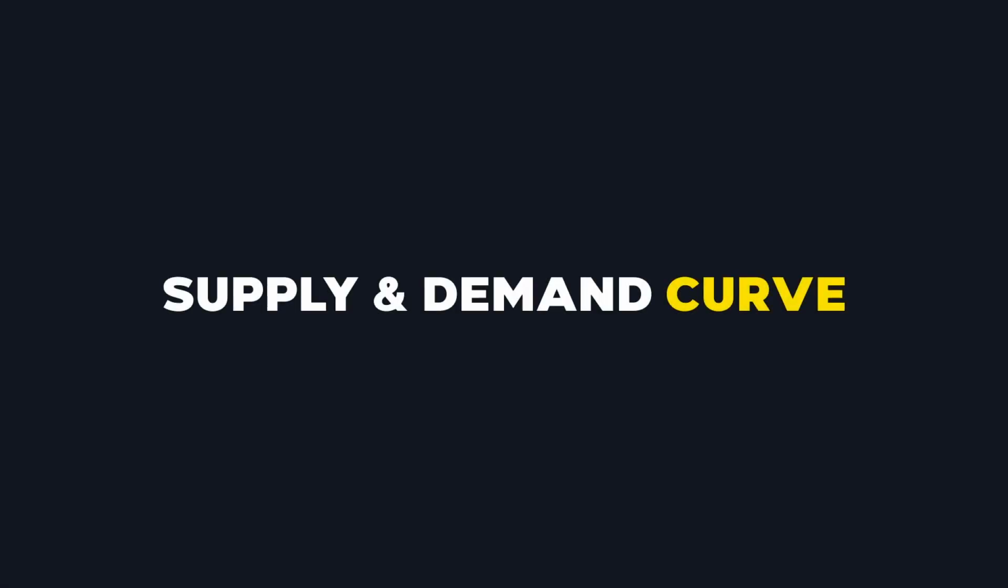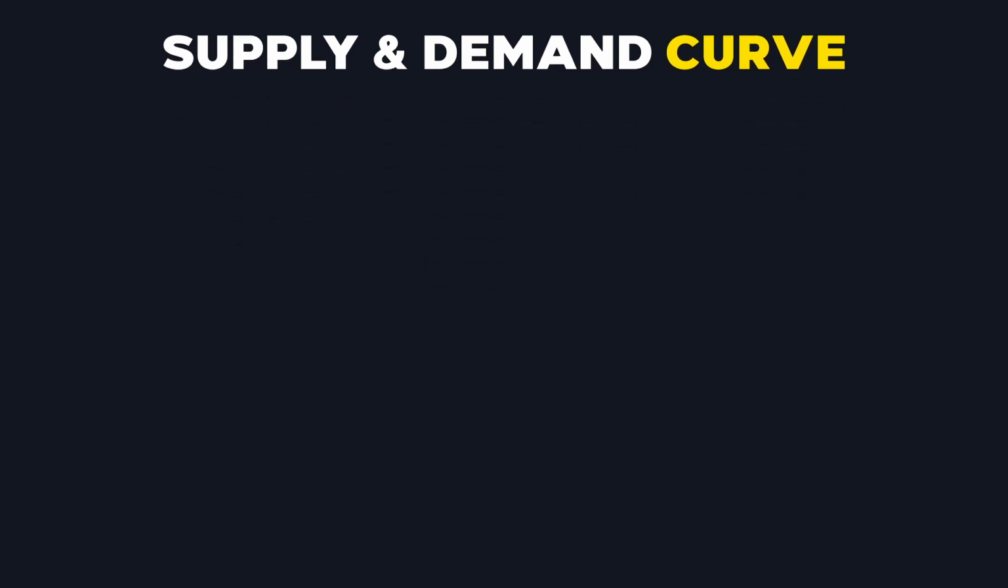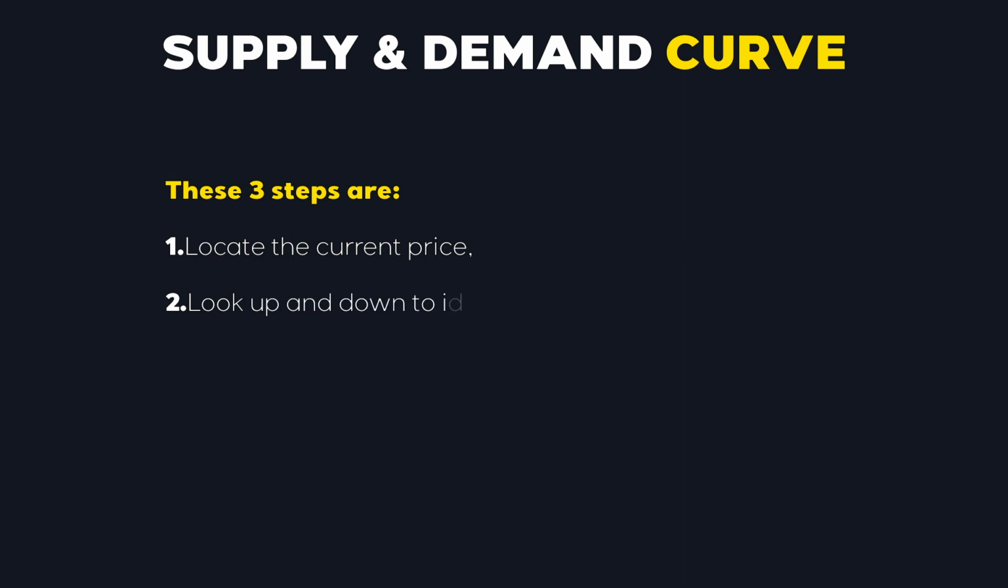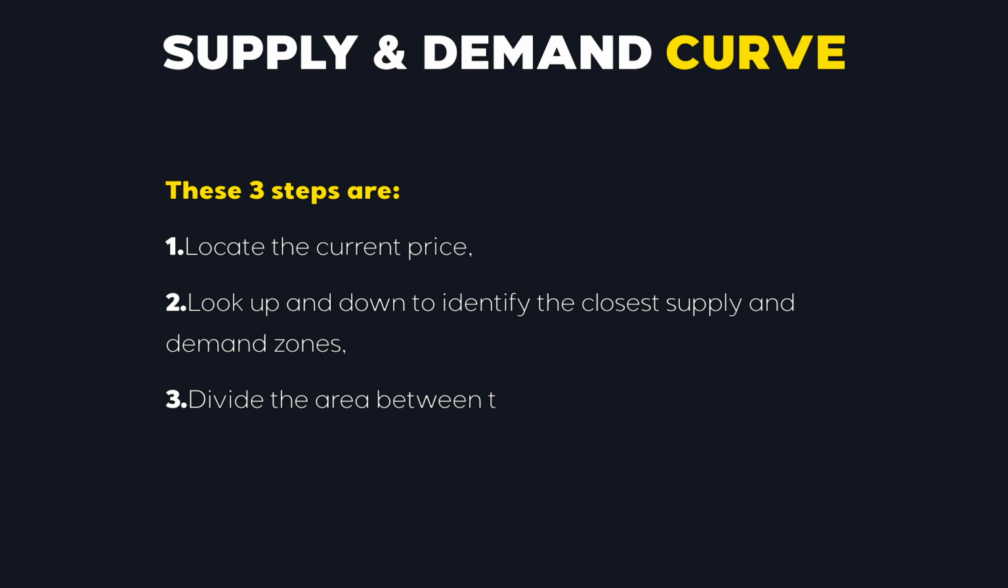In order to identify the supply and demand curve, we follow a three-step process that helps us determine the location of the price in relation to supply and demand in control. These three steps are: locate the current price, look up and down to identify the closest supply and demand zones, divide the area between the two proximal lines into three equal zones.